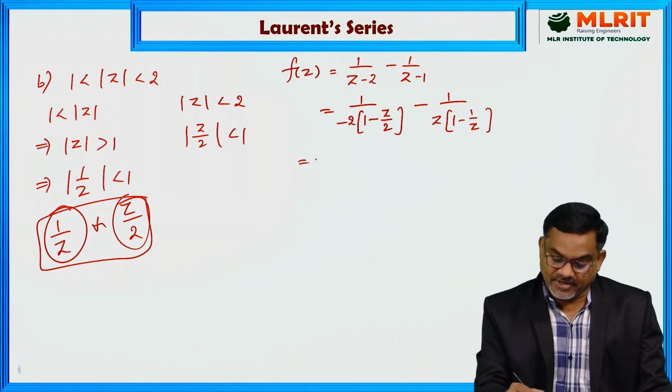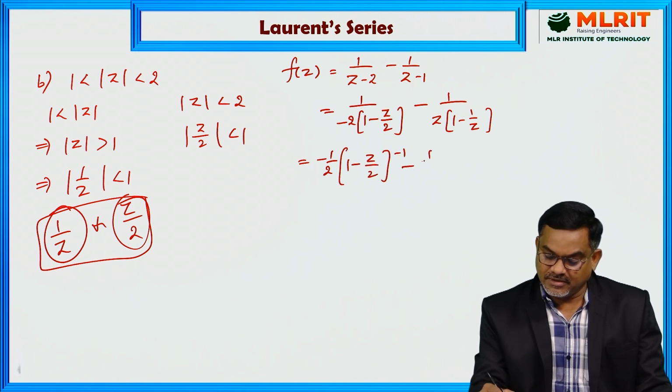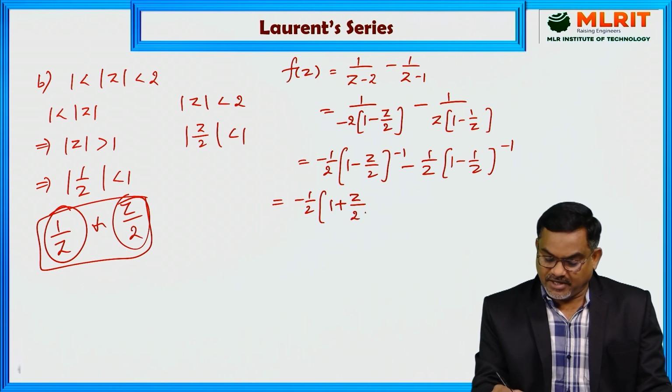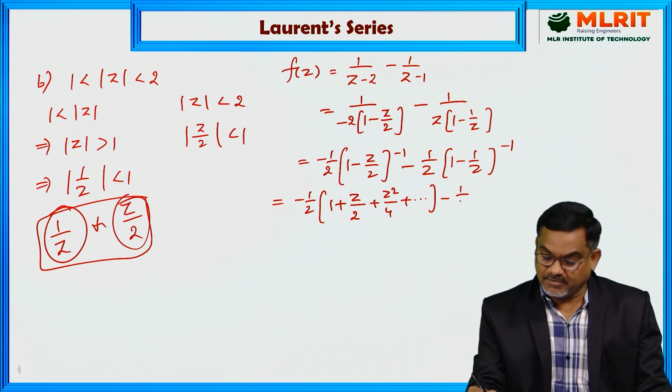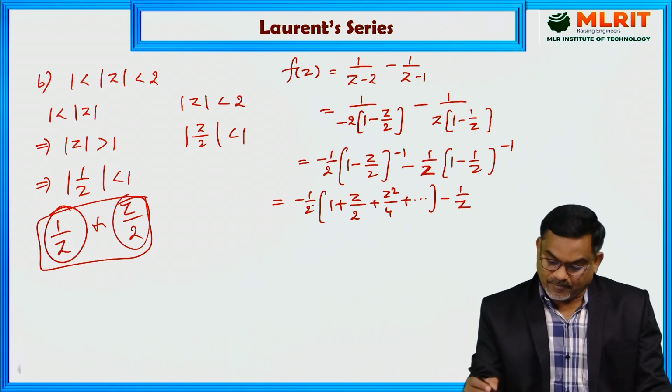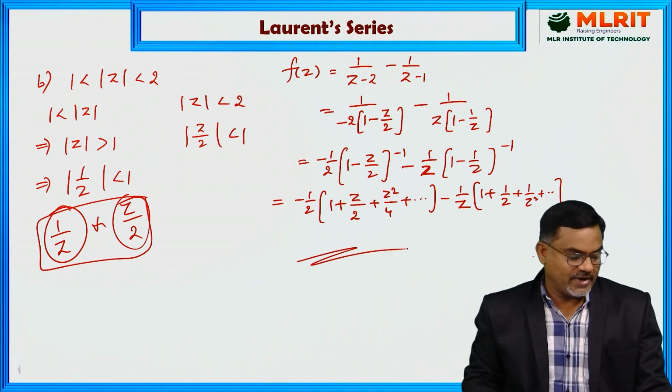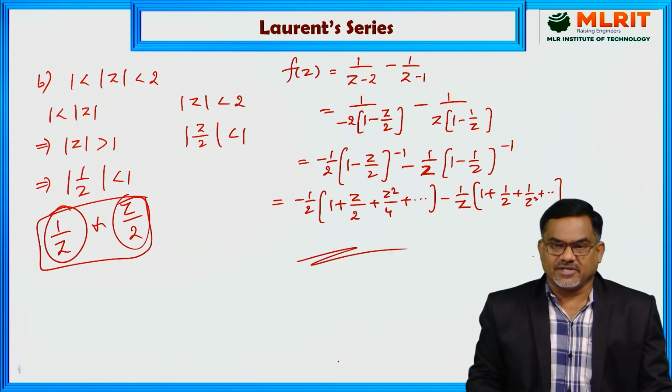Now we can simplify this: minus 1 by 2 into (1 minus z by 2) power minus 1, minus (1 minus 1 by z) power minus 1. So this is minus 1 by 2, using the known expansions, 1 plus z by 2 plus z square by 4 plus so on, minus 1 by z, and this is 2, 1 plus 1 by z plus 1 by z square plus so on. So this is the required expansion of the given function in the given region.